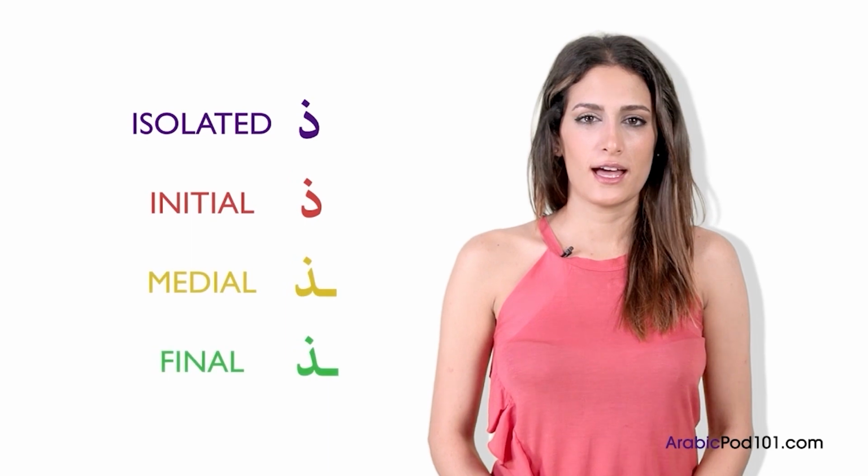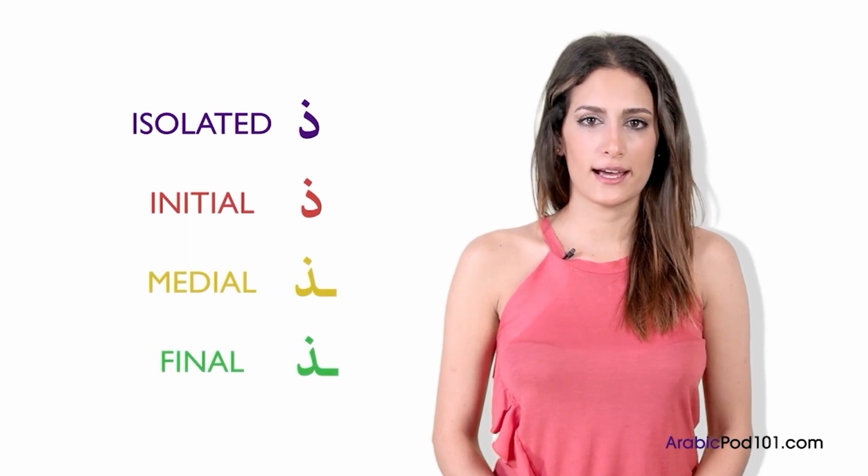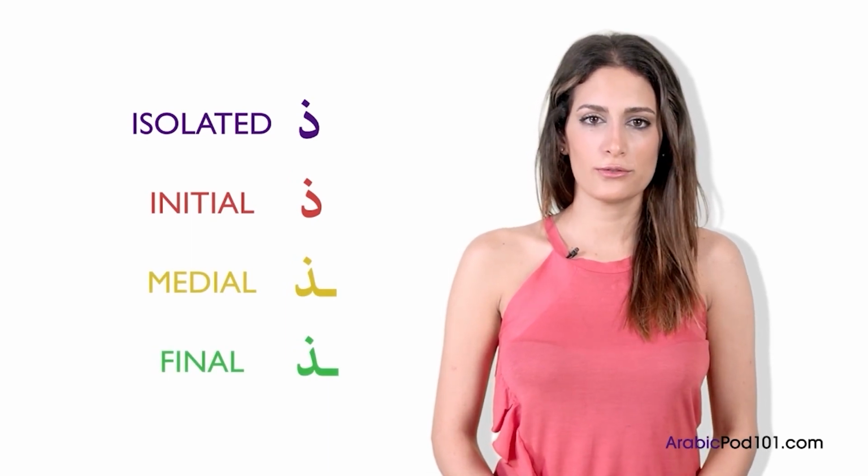Now let's see how it looks in its other forms. As you can see, it's just like its lookalike, dal. The initial form is the same as the isolated, and the medial form is the same as the final. If you know how to write dal, then you just need to add a dot to write dhal. Handwriting time. Dhal.